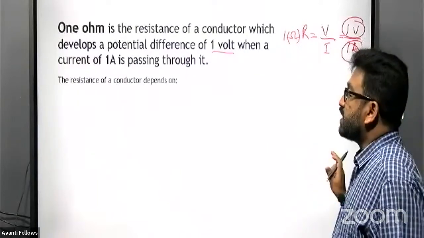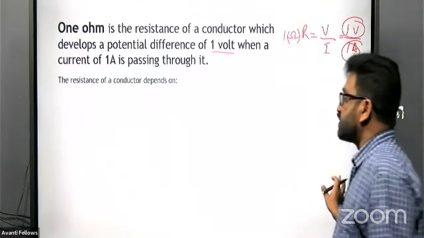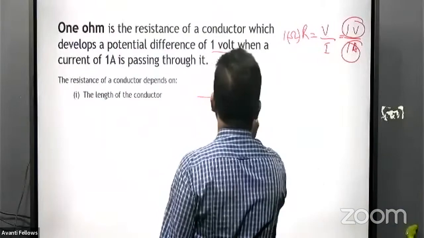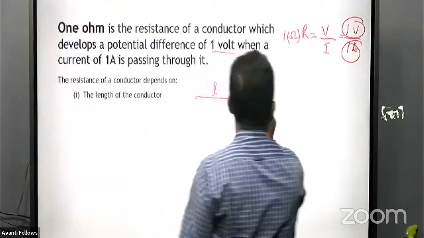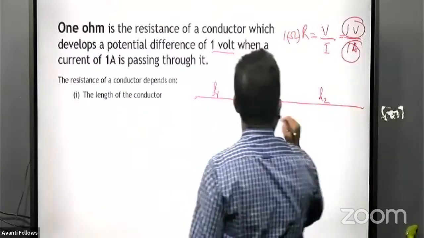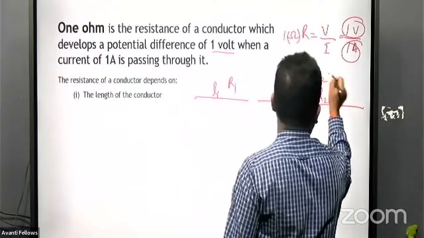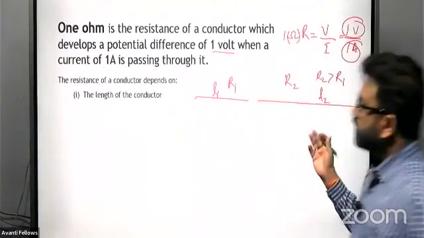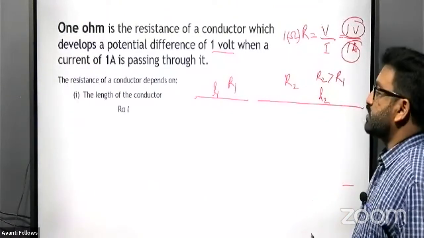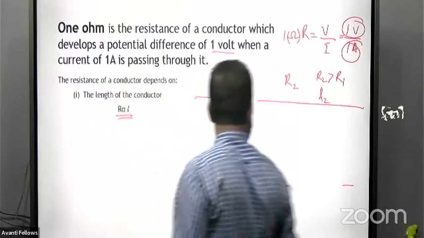Now, the resistance of a conductor depends on certain parameters. What are the parameters on which the resistance of a conductor depends? The first one is the length of the conductor. If a conductor has length L2 and another has length L1, the longer one will have more resistance, so R2 will be greater than R1. As length increases, resistance also increases. That is why R is proportional to L.